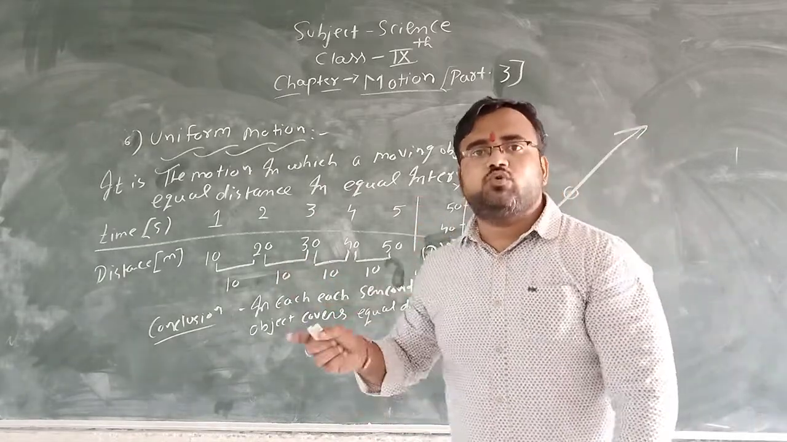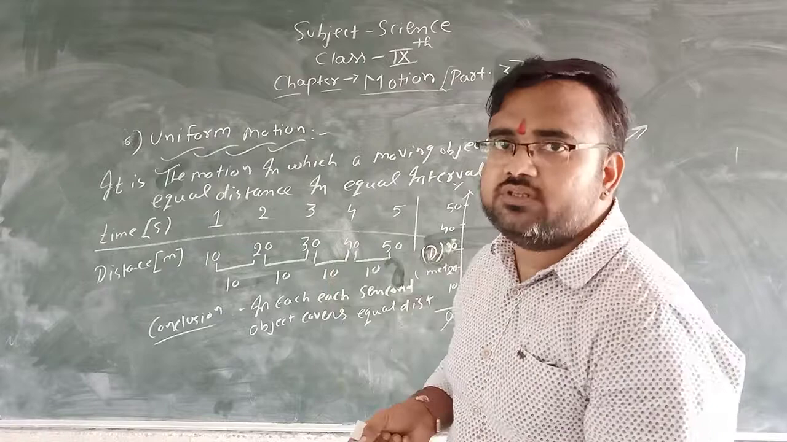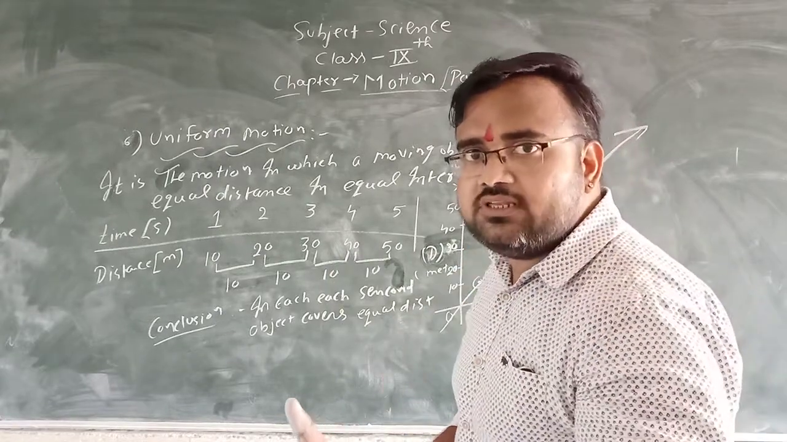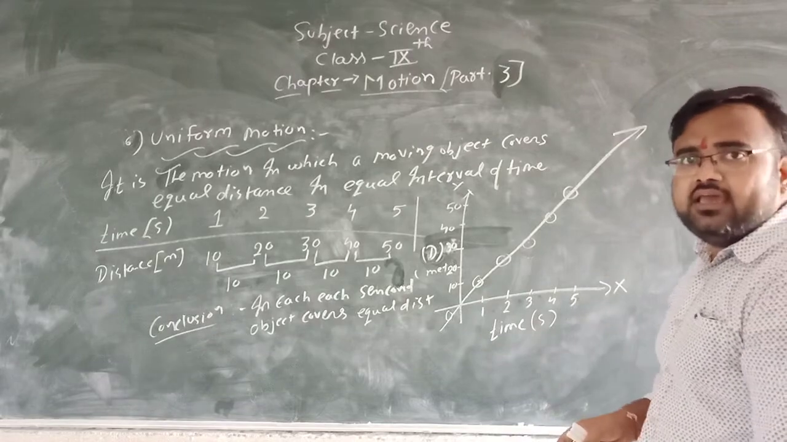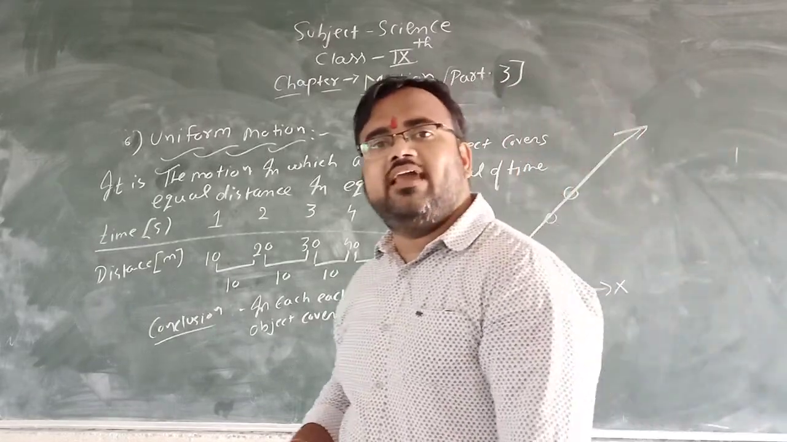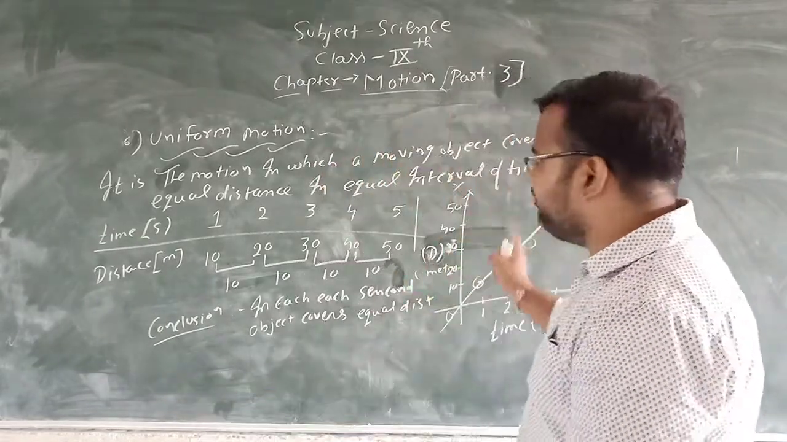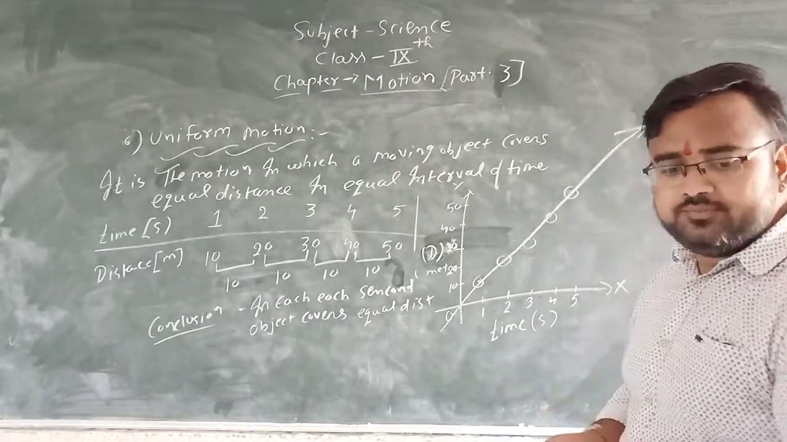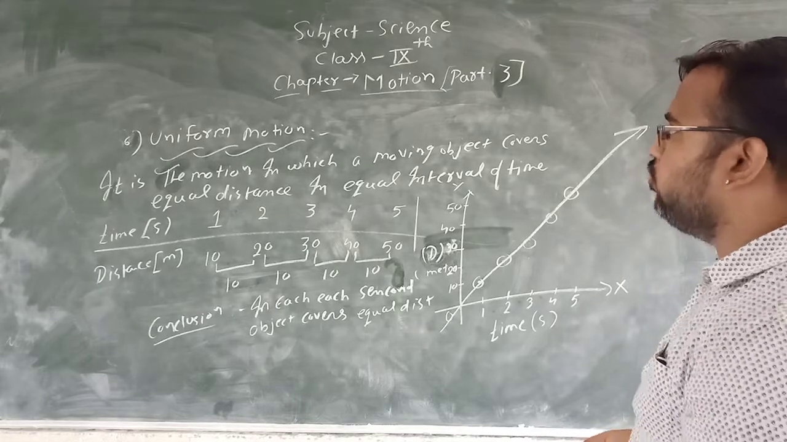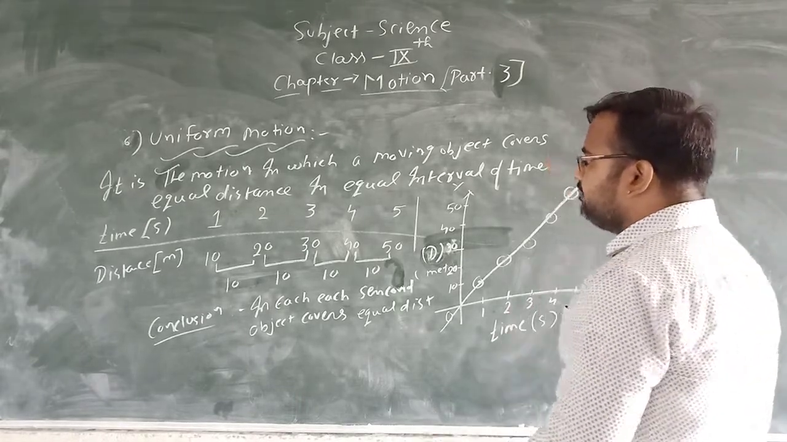So this type of motion is known as uniform motion. And in uniform motion, always you will get a straight line graph. Okay? In uniform motion, you will always get a straight line graph. Clear? So this is known as uniform motion. Clear? So the next is non-uniform motion. Okay?